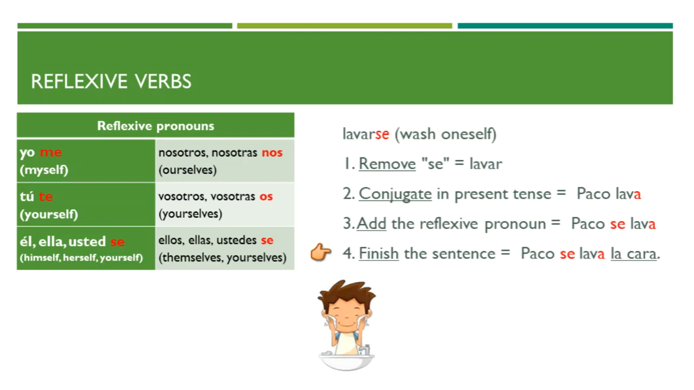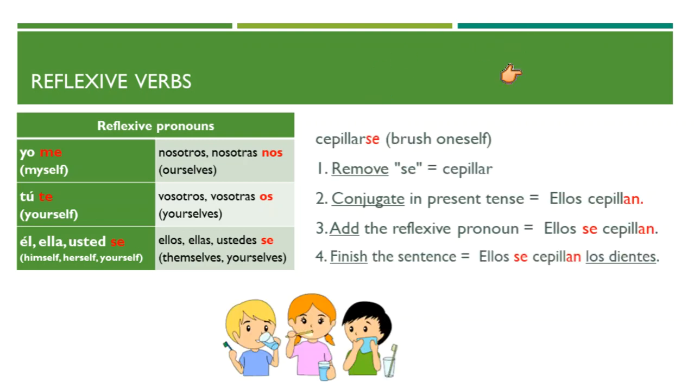And last, we're going to add that he washes his face. So we need to add his face to the sentence, which is at the end of the sentence. So to say that Paco washes his face, we would say in Spanish, Paco se lava la cara. Let's use it in one more sentence.